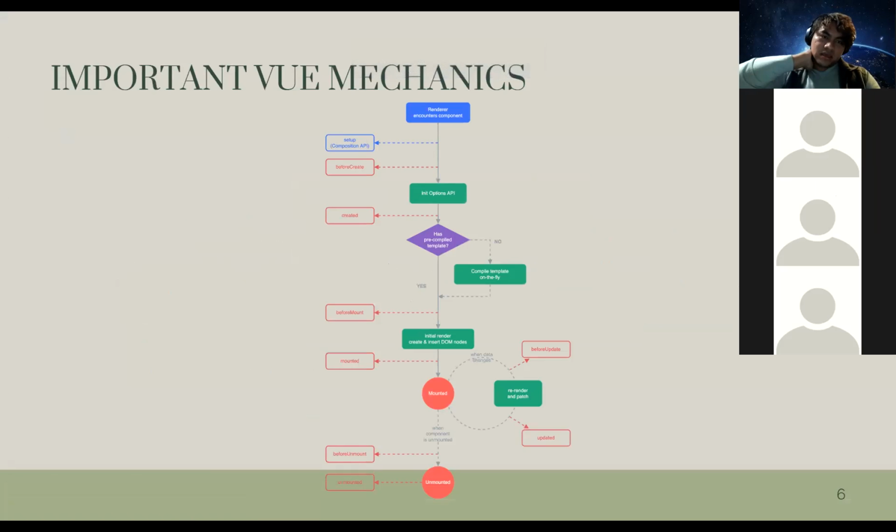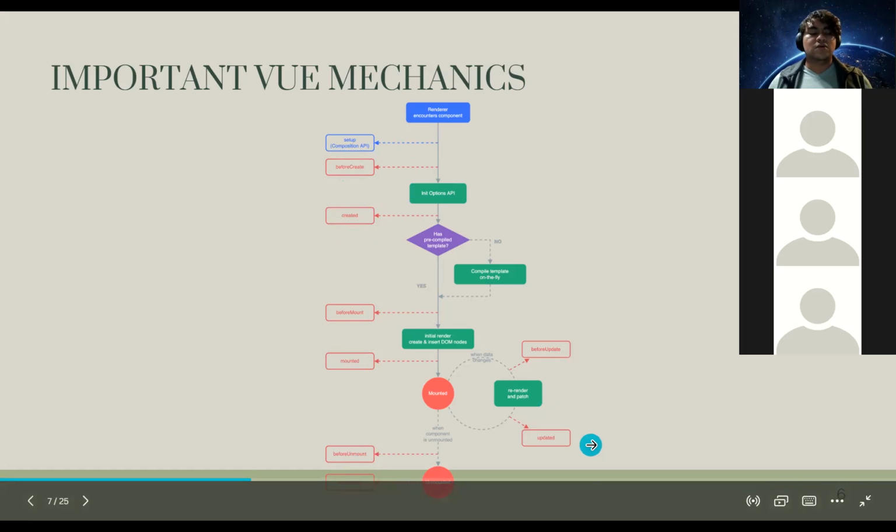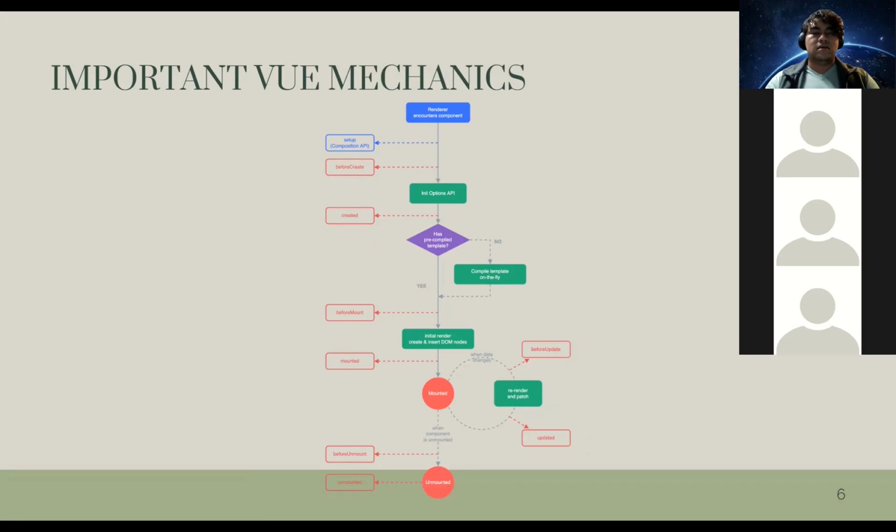Another important thing is the way that Vue works. These are all the steps Vue does to render its components, well, to compile and build its components. The only things that you probably want to care about are all the things in red, because those are actually methods that you can call in Vue. In the options API, you would just do something like this.